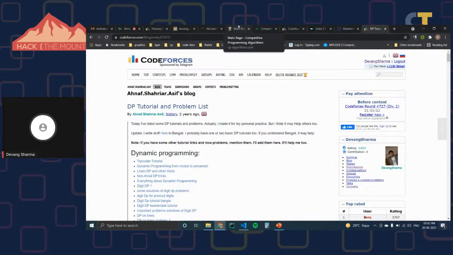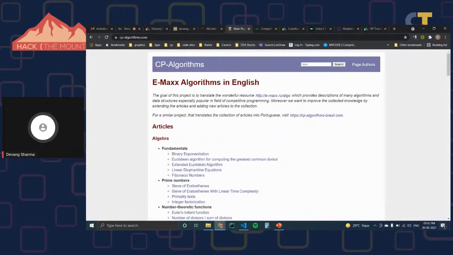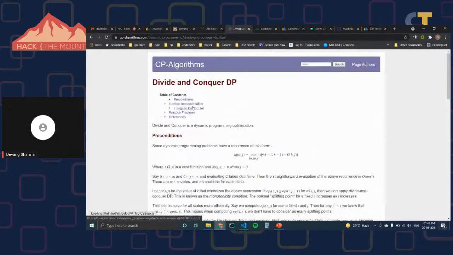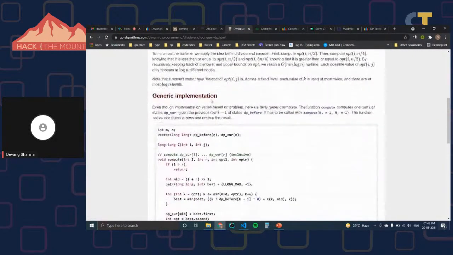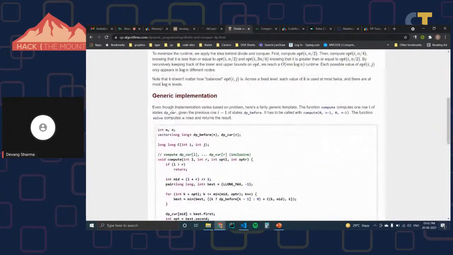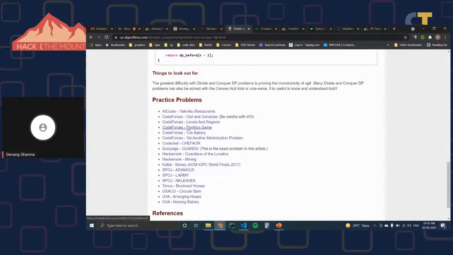And one more site is cp-algorithms.com. cp-algorithms.com is basically designed for competitive programmers. It covers most of the algorithms that are used in competitive programming, the beginner algorithms as well as the tough algorithms. Suppose in dynamic programming, I would like to check about dynamic programming divide and conquer. There is a section on this. These have a great explanation of such algorithms with sample code and practice problems as well.